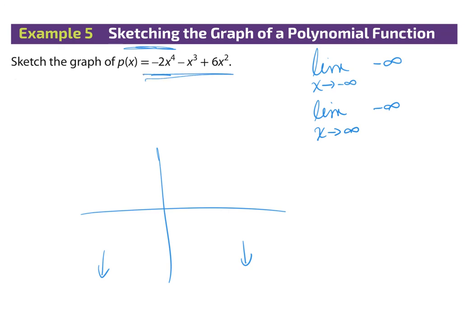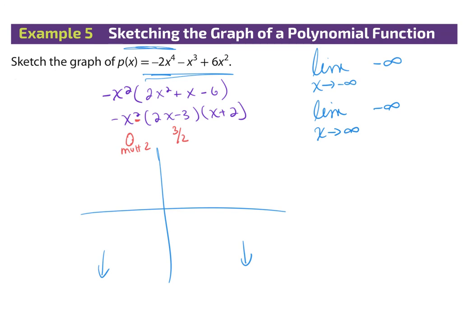That's where we're going to use your factoring here. I'm going to take out a negative x squared. I'm going to have 2x squared plus x minus 6. And I'm going to factor it, right? 2x minus 3, x plus 2. And you can use your thing there. What's happening? Well, I have a 0. What's my multiplicity here? My multiplicity is 2, right? I have a 3 halves. What's my multiplicity? Just 1. I have a negative 2. What's my multiplicity? Just 1.